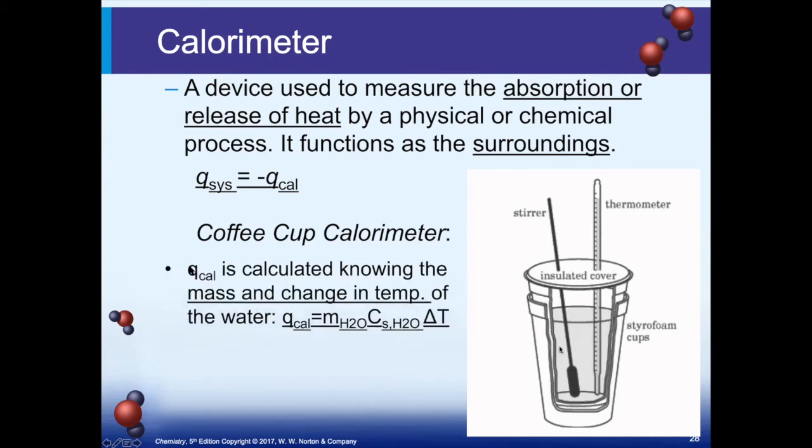So the Q of the calorimeter is calculated knowing the mass and the change in temperature of the water. A lot of times they won't even put subscript CAL. You'll see it represented as just subscript H2O, because effectively it's the same thing. Whatever happens in the water is what we say is happening in the calorimeter as a whole. So the Q of the calorimeter is calculated by the mass of the water times the specific heat of water times the change in temperature of the water.